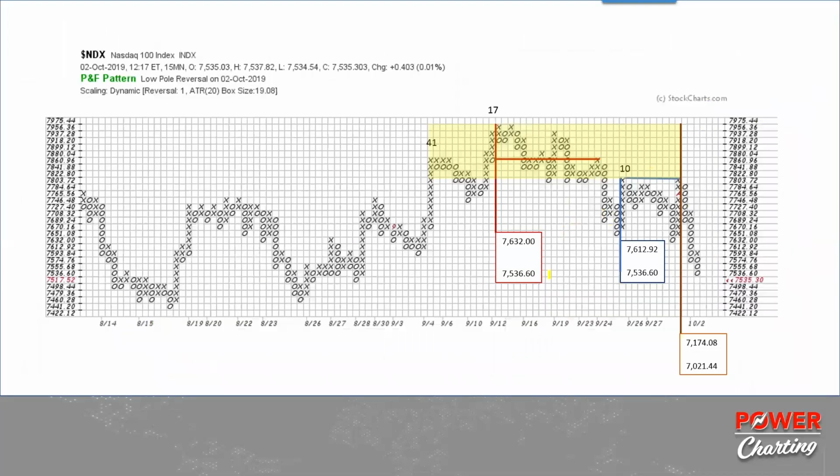Okay, so here are the point and figure counts that we did before. Here we have a count here and a count here. This count took us into this area, 75.36, 75.36, they confirmed each other. Well, we got down to about 74.70-ish, and so went slightly through the low count before the rally started. And then onward we went.